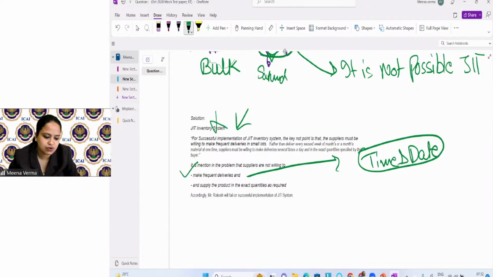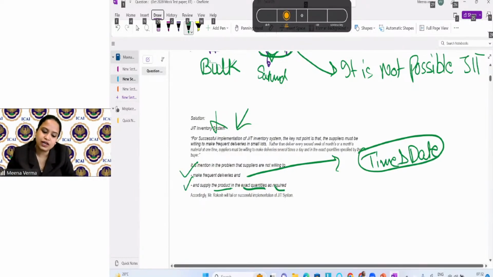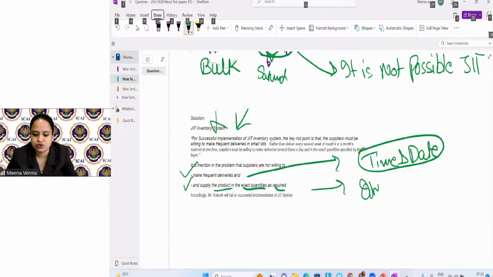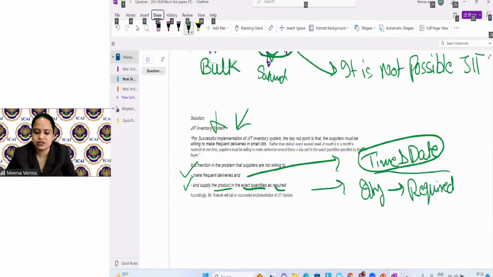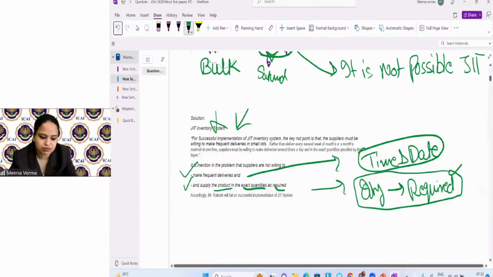Next is supply of the product in exact quantity as required. So we do not want the quantity in thousands. We only want the quantity as much as required. So we will buy the quantity as much as it is required. We do not buy the inventory in bulk, and we do not keep them in bulk anywhere in the company if it is just-in-time system. So it is not possible to implement just-in-time system here in this case.